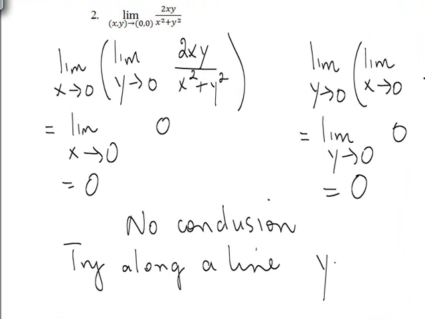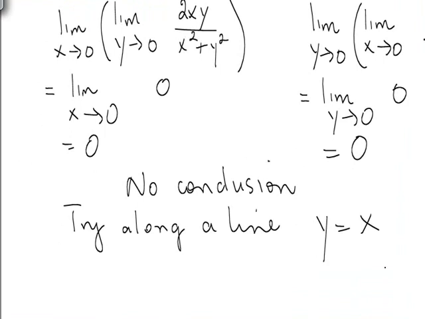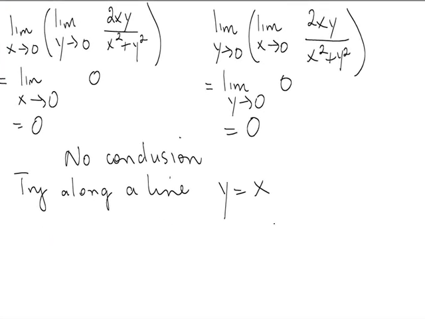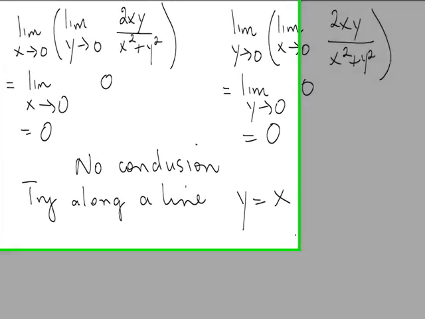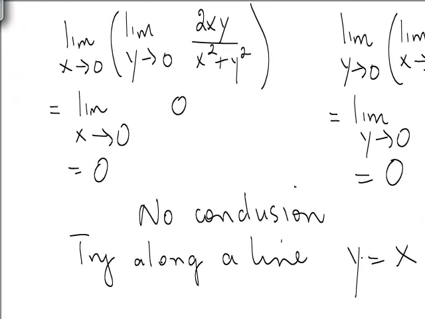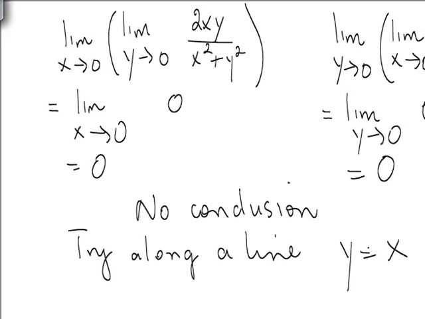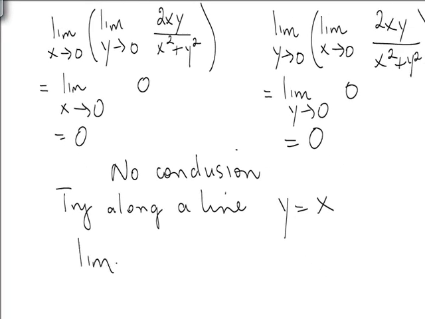So let's say y equals x. And put a reason, because it passes through (0, 0). Right? Just in case you can't remember why we chose that line. So when you try along a line, you're going to rewrite the function so that it's a function of one variable. In other words, you substitute y with x.